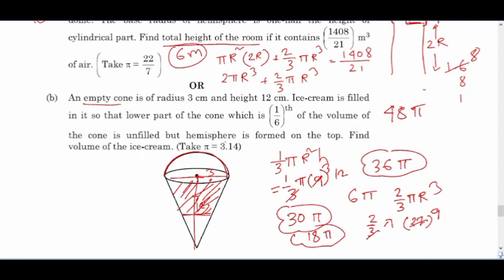So now take the pi value as 3.14. So your answer will be 48 into 3.14. This is your final answer. You can calculate this yourselves. Okay, now this is question 2 done. So 48 into 3.14 will be your final answer. Okay, very very simple question.